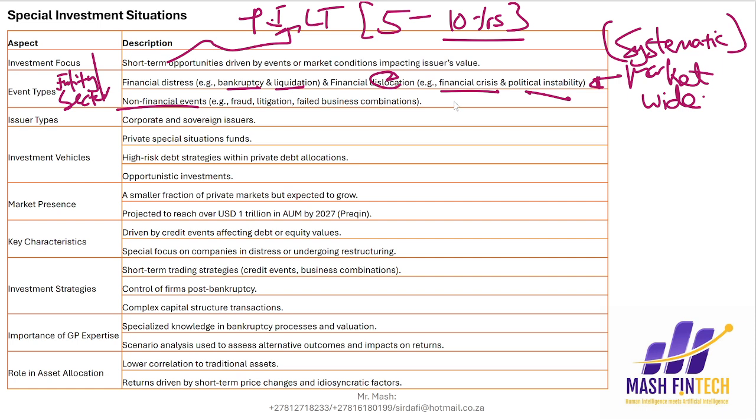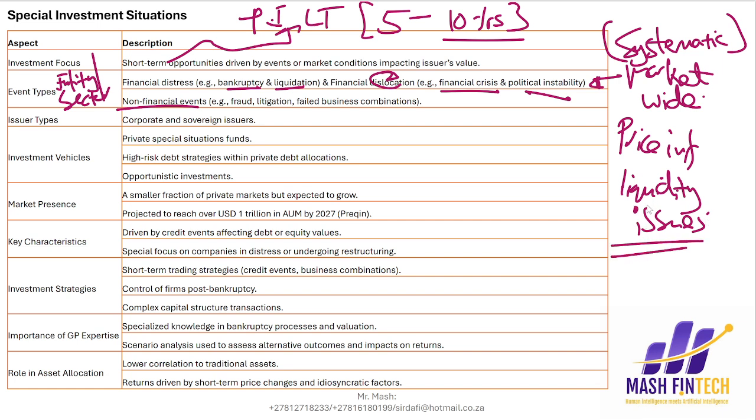The implications of financial dislocation are going to include things like price inefficiencies and liquidity issues. These are going to correct themselves in the long run when the market corrects and the crisis is over and so forth. So financial dislocation is temporary. But the financial distress has to be dealt with through things like restructuring, refinancing, and so forth. Non-financial events could be fraud, litigation, or a failed business combination. So that's the special investment situations.